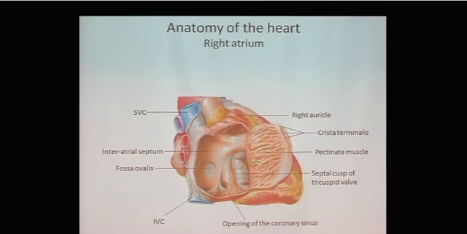Then we see the opening from this right atrium to the right ventricle. So that's the atrioventricular orifice, which is guarded by this tricuspid valve. It's also called the right atrioventricular valve, or the tricuspid valve. So it's called tricuspid. Why? Because it has 3 cusps. All right.